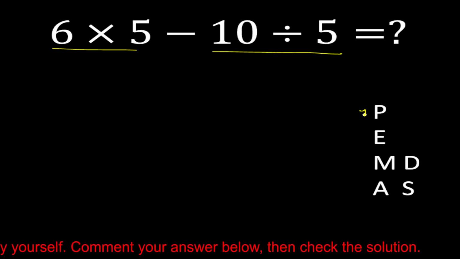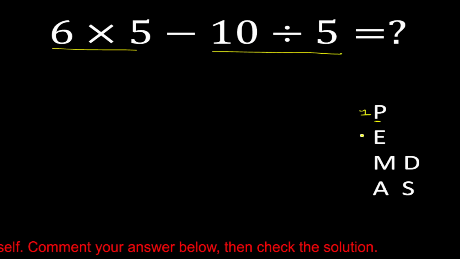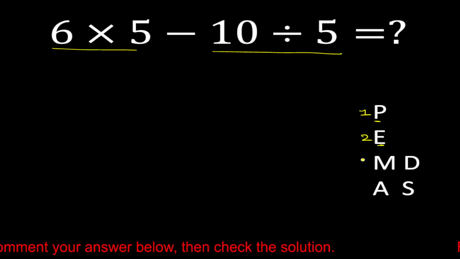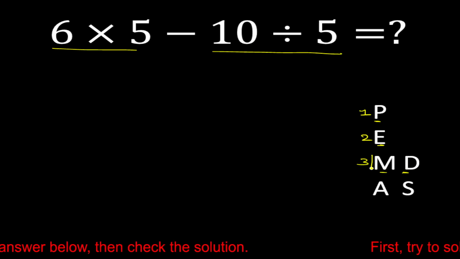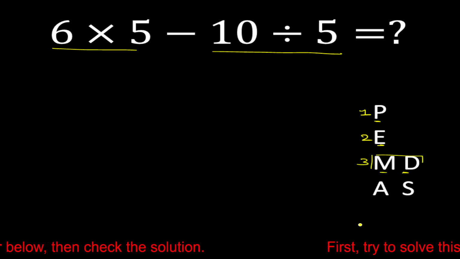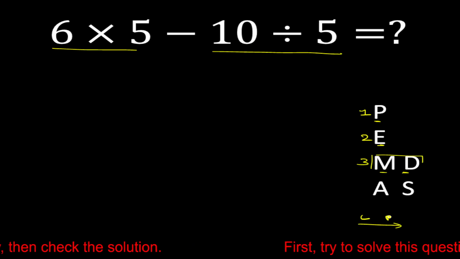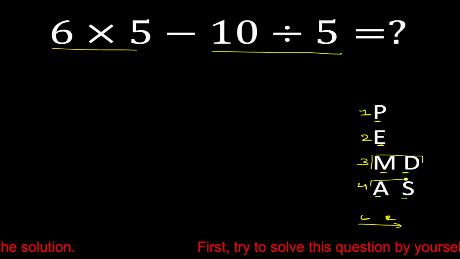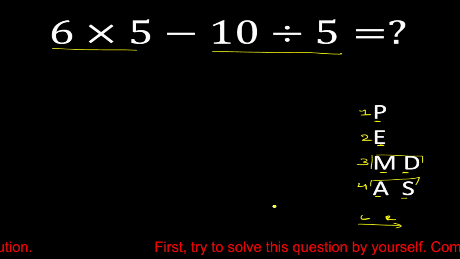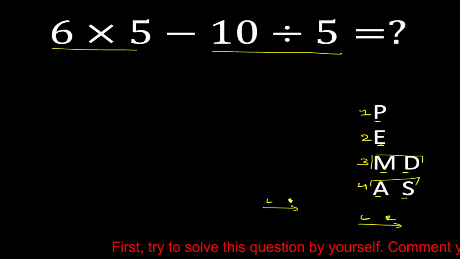According to the PEMDAS rule, first priority is parentheses, second priority is exponents, third priority is multiplication and division. Here multiplication and division both have equal priority, so we have to solve it from left to right. And fourth and last priority is addition and subtraction. So addition and subtraction both have equal priority, so we have to solve it from left to right.